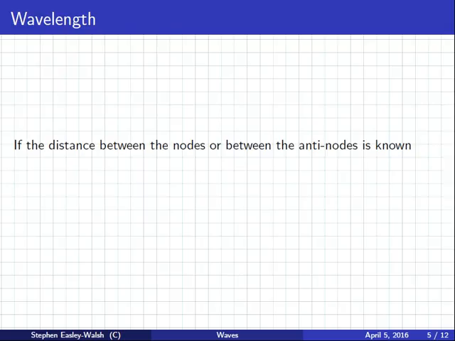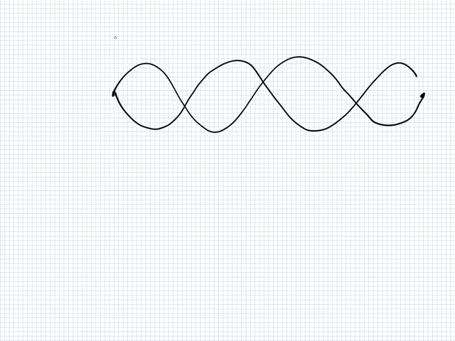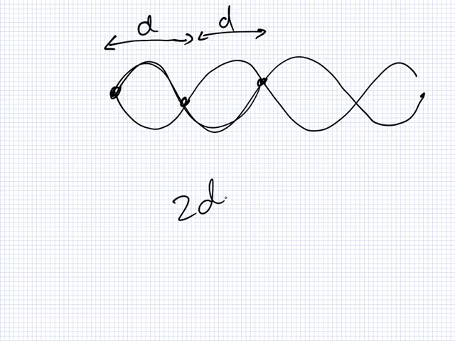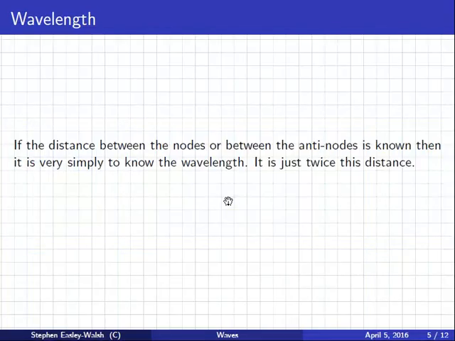What? Never mind. If the distance between the nodes or between the antinodes is known, then it's very simple to know the wavelength. So let's try and figure out a formula here. Let's imagine I know the distance between, let's say, the nodes. We'll call this d. Then the wavelength would be twice this. So it's just twice the distance between the nodes or the antinodes that is the wavelength of the wave. I think that's worth writing down. And I already drew it.